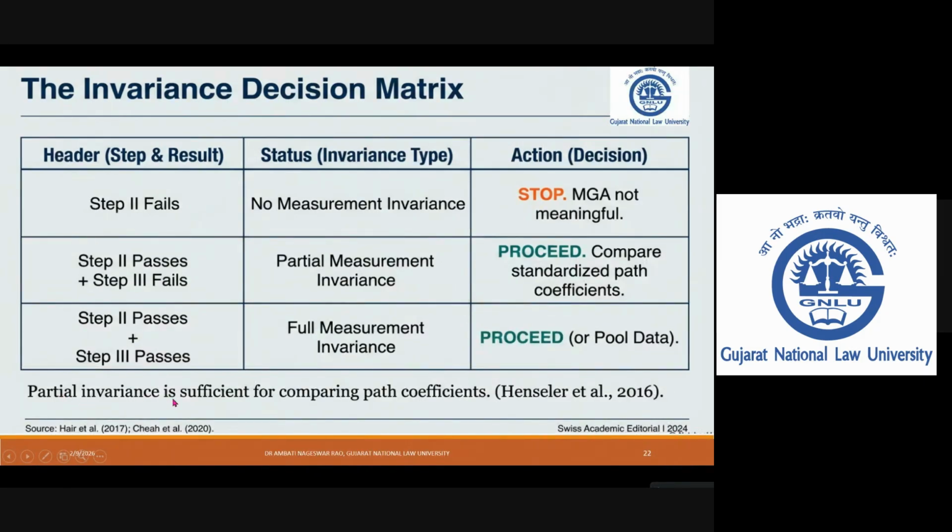Partial invariance is sufficient for comparing path coefficients. Means if you get success in step number 1 and step number 2, that is sufficient to go ahead with conducting multi-group analysis. So you don't need to worry about it if you're not able to get success as a part of step number 3. If you're not getting equal variance and equal mean, you don't need to worry about it.